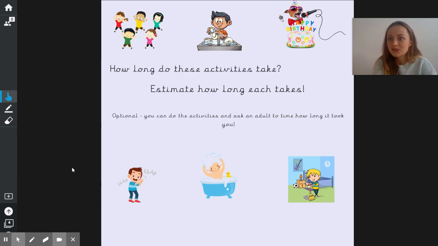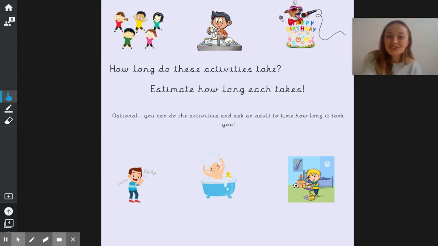So it's up to you, and you don't need to worry if you're not getting it exactly right. This is really, really tricky. We're not looking for exactly, but are you getting it close? So the first one, do you think you could do 10 star jumps? How long would it take you to do 10 star jumps? Maybe you could help with the washing up.